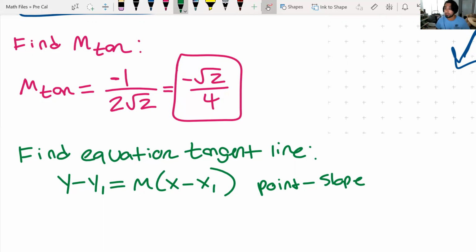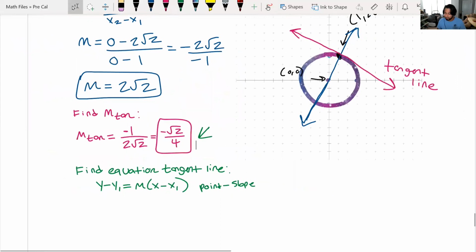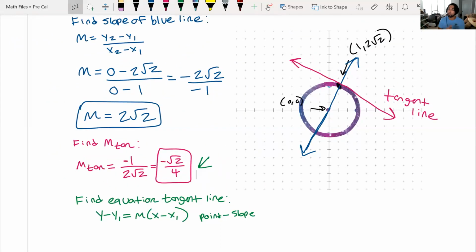And do we have those components? The answer is yes. We have a slope for the tangent line, and we have a point that it runs through: 1, 2 square root of 2. So we have everything we need to create the equation of a line. These are the only 2 ingredients you need to ever create any line. If you ever want to create the equation of any line, all you need is a slope and a point. That's it. So let's plug them in for x1, y1, and our slope.